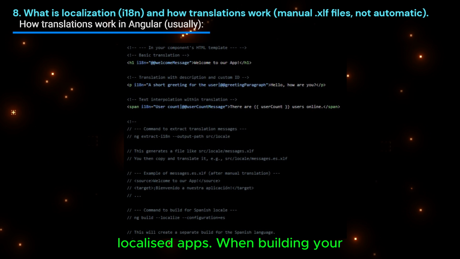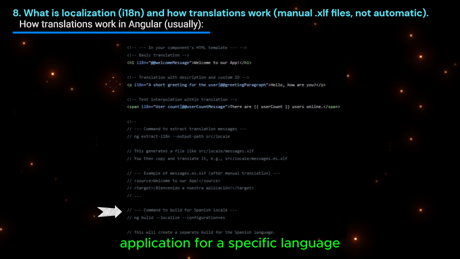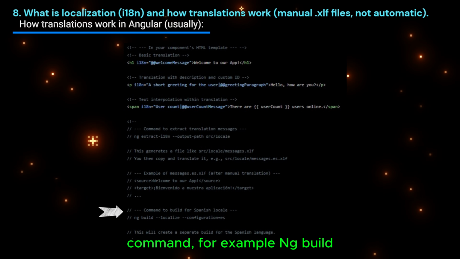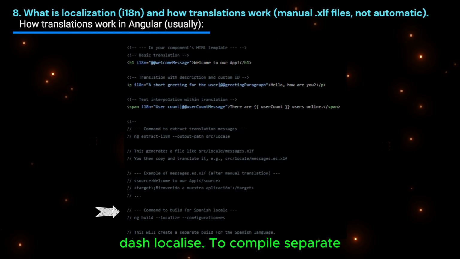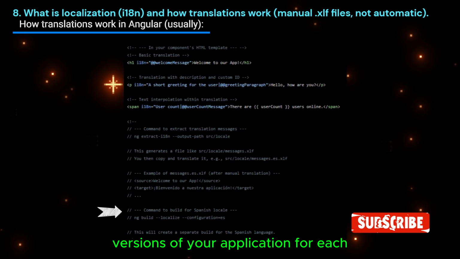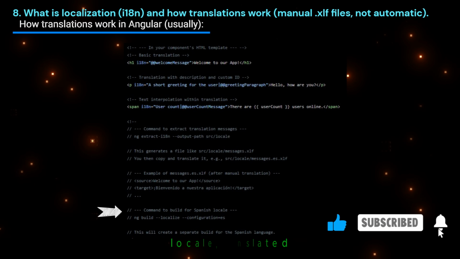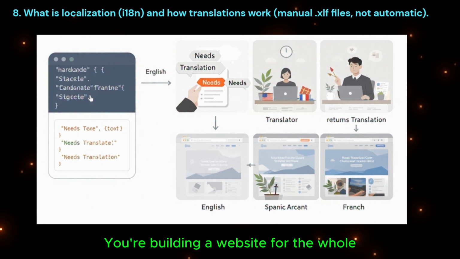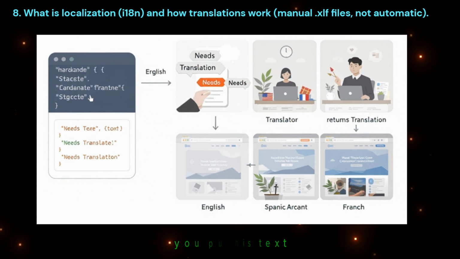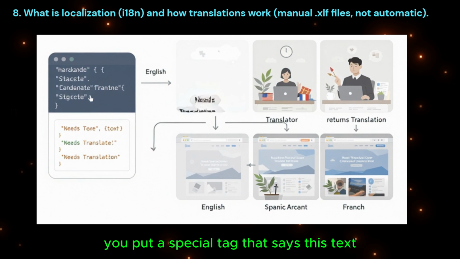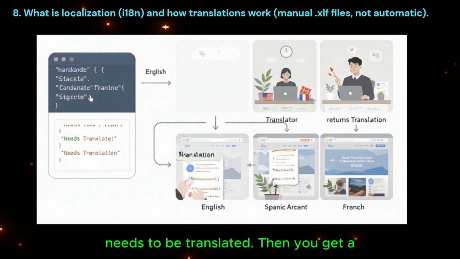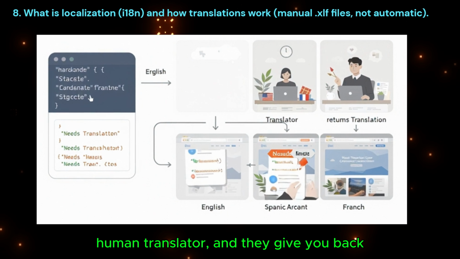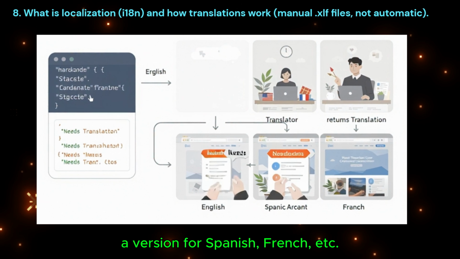Serve localized apps. When building your application for a specific language, you use Angular CLI's build command. For example, ng build --localize to compile separate versions of your application for each locale, embedding the correct translated strings. You're building a website for the whole world. So instead of hard-coding hello, you put a special tag that says this text needs to be translated. Then, you get a list of all these texts, give them to a human translator, and they give you back a version for Spanish, French, etc.